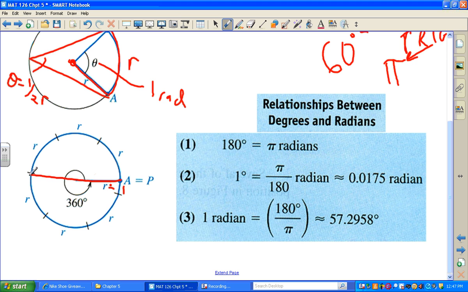The diameter would be 2. I agree. You're almost there. The radius would be 1, correct. Now the radian isn't measured at the central angle, is it? The degrees are measured at the central angle. The radian is this length, okay?